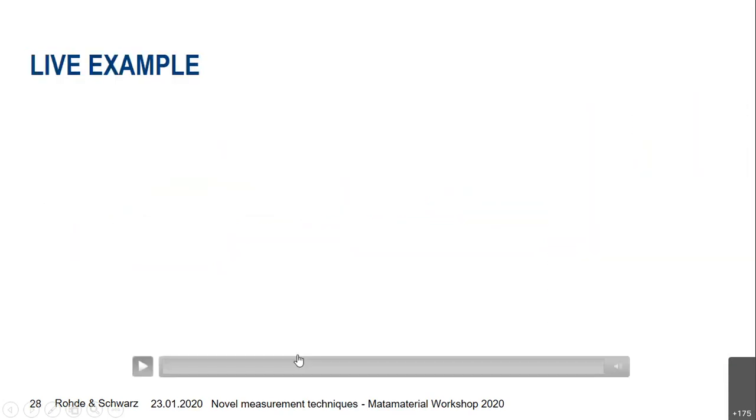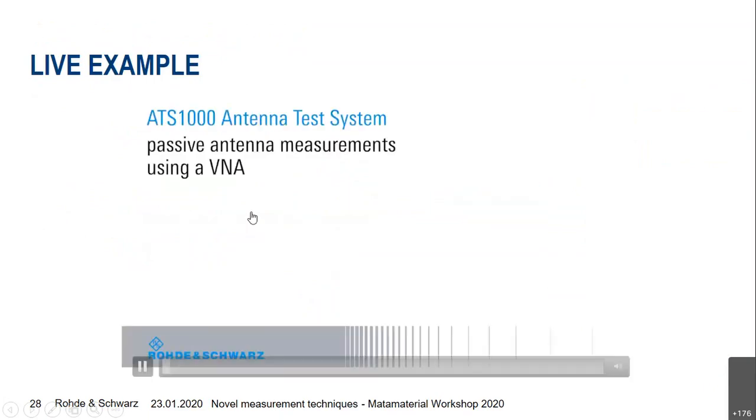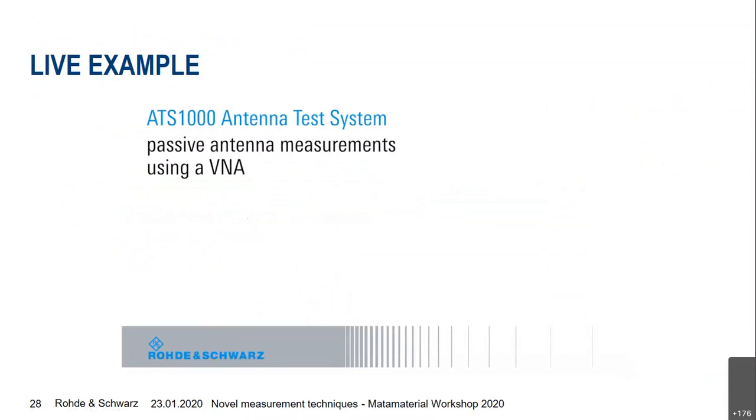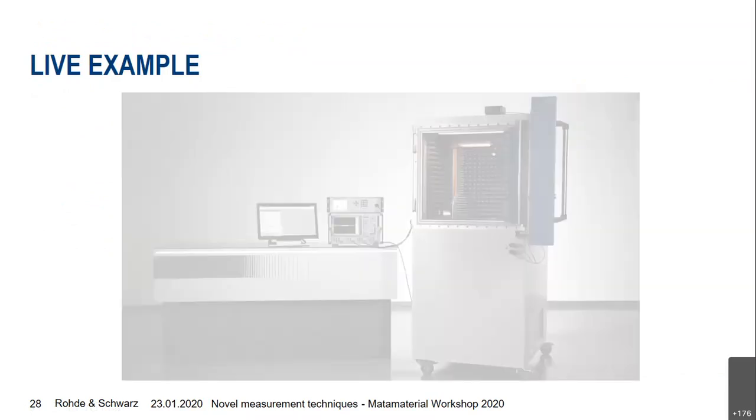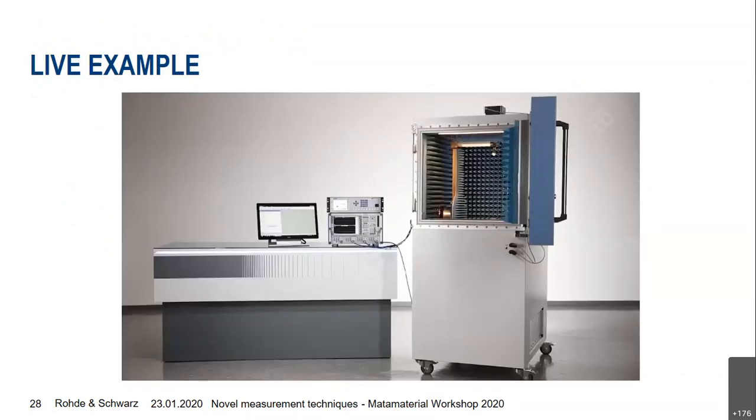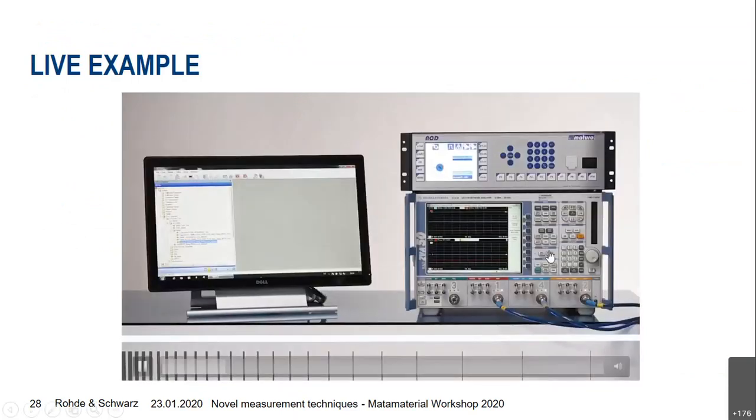You can also see maybe a live example of how these measurements are done. This is one of the antenna systems provided by Rohde and Schwarz. The vector network analyzer, for the majority of the measurements, you can see here, is the Rohde and Schwarz network analyzer.